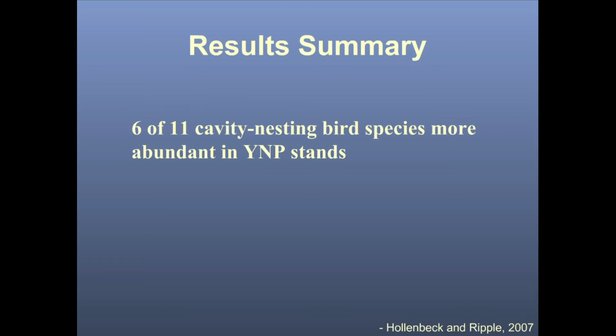And what's really interesting to think about is the temporal aspect of this. What's going to happen in the future? You have very little recruitment inside the park. What's going to happen to the bird abundances once those snags are gone? So it's kind of a lateral effect of a trophic cascade rather than a top-down effect.